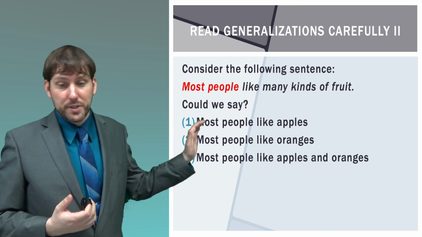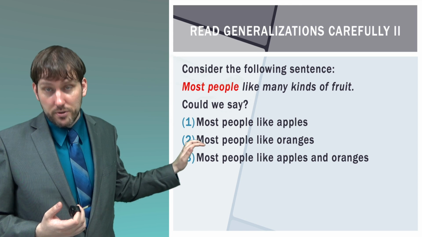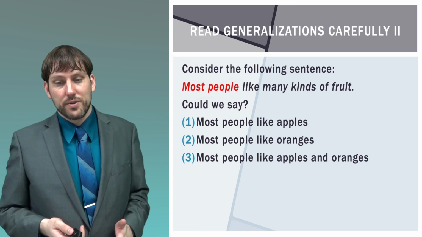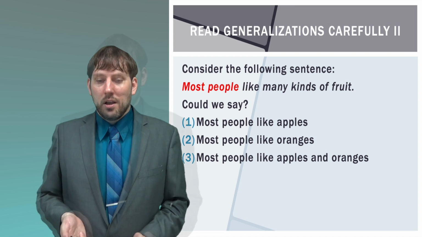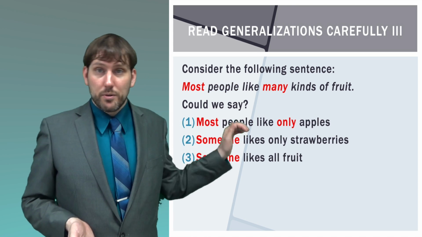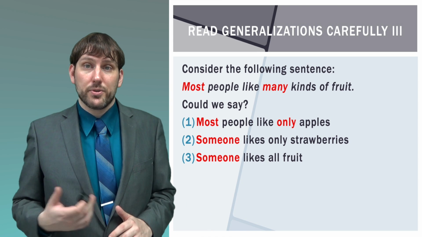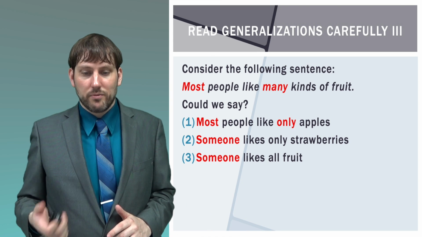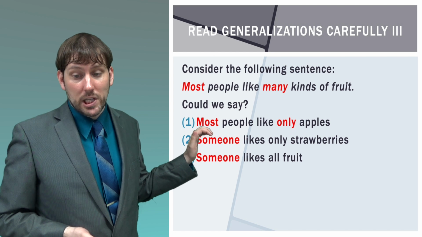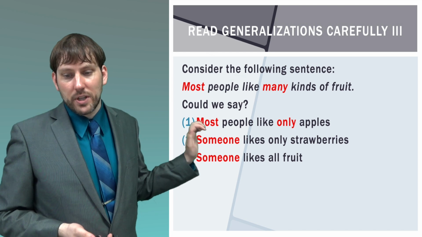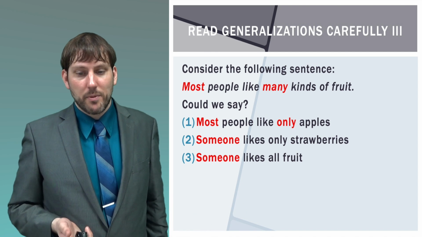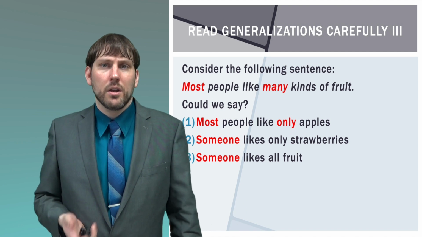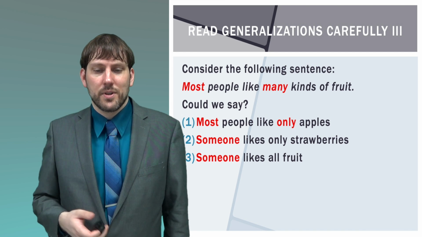It could mean most people like apples, most people like oranges, most people like apples and oranges. It actually has not specified between these possibilities. Mostly the work is being done through the words most and many. So through most and many and only, we are getting a variety of things. So we can say most people like only apples, someone likes only strawberries, someone likes all fruit. So from this general statement, most people like many kinds of fruit, could we draw these sorts of claims?